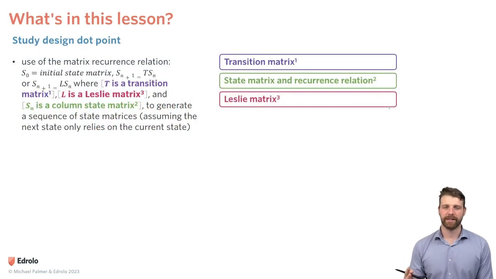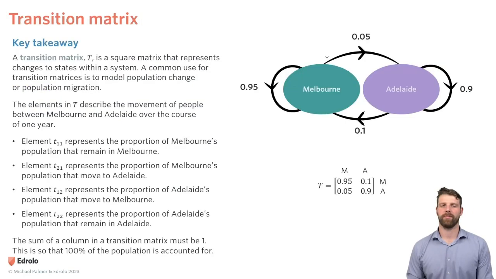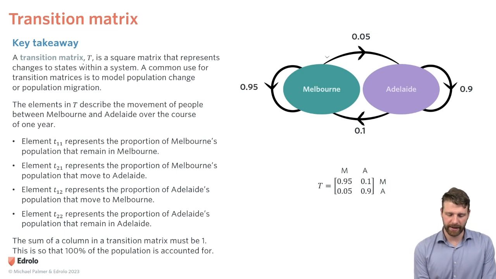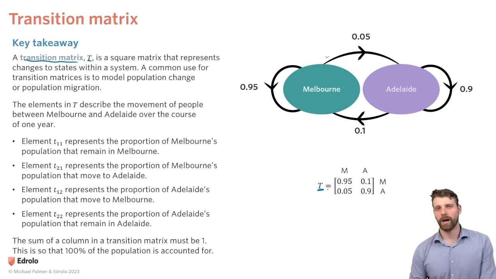Okay, 3 main points today. We've got a transition matrix, a state matrix and recurrence relation, and a Leslie matrix, which is sort of like an application of a transition matrix. Let's jump in and have a look. Okay, transition matrix. Our key takeaway today is that a transition matrix T, that's this guy down here, is a square matrix that represents changes to states within a system. A common use for transition matrices is to model population change or population migration.